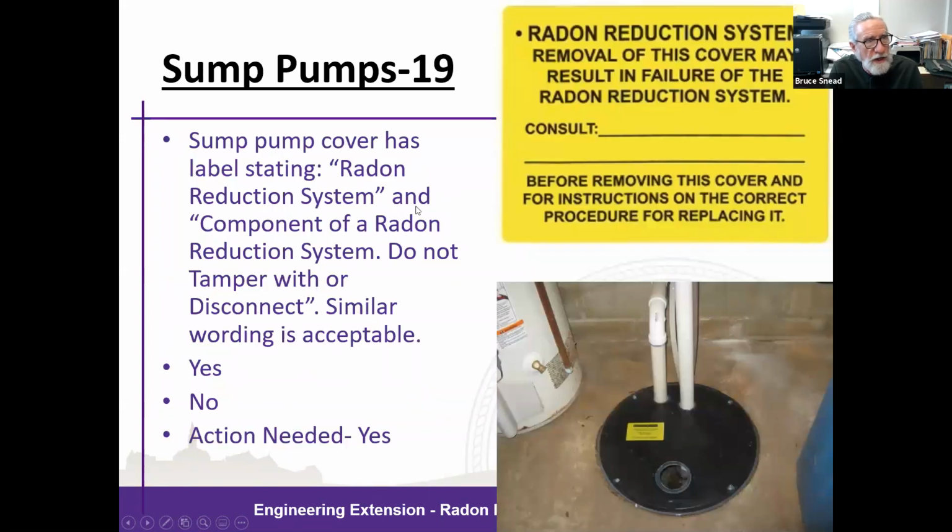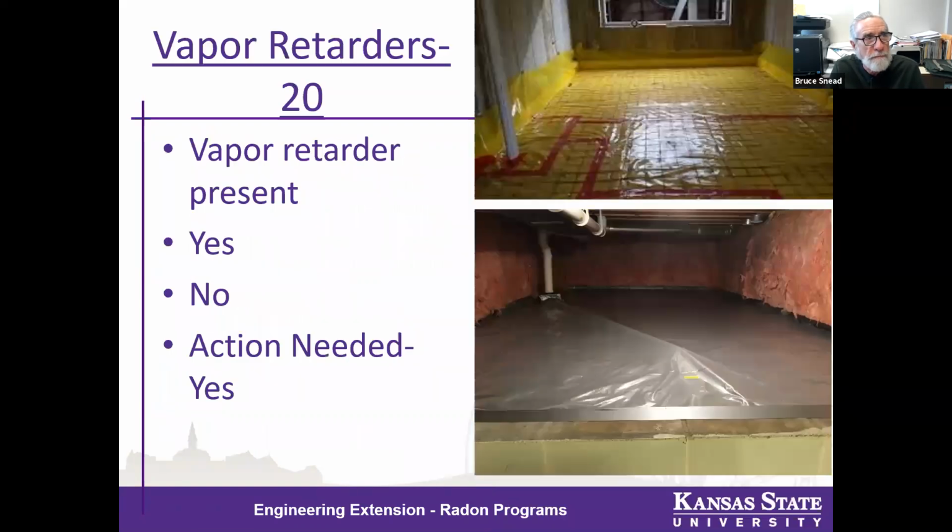Is there a label stating radon reduction system and component of radon reduction system? Do not tamper or disconnect. This is important, that we identify every component of an ASD system as much as possible, so future homeowners and current homeowners can know the importance of this, as well as other contractors that encounter the systems and may modify the systems, and hopefully do so knowingly without impairing the performance of the system.